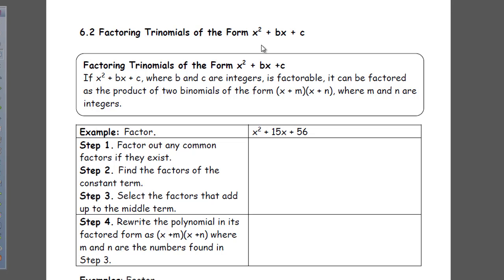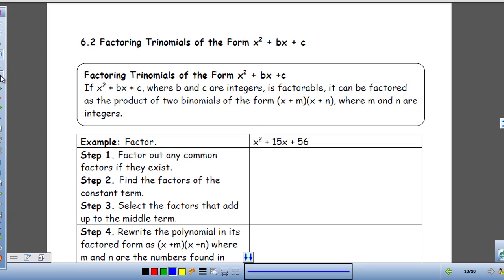Okay, then it says find the factors of the constant term. Okay, so we can make a list of all of the factors of 56. Okay, 1 and 56. 2 and what else? 28. Okay, 3. Is 3 a factor? No, 3 is not a factor. Is 4 a factor? 14. Okay, 4 and 14. All right, we can go 5's not a factor. 6 is not a factor. 7 and 8. Okay, very good. All right, so we made a list.